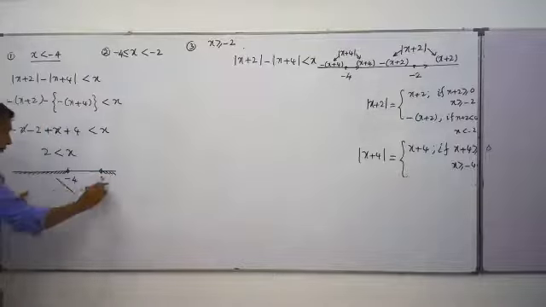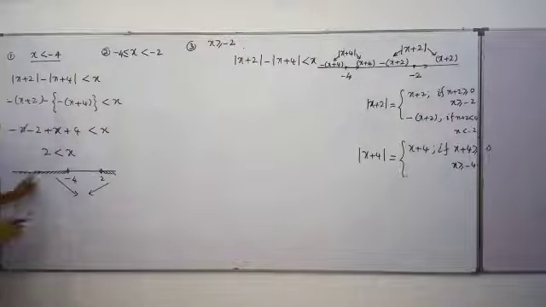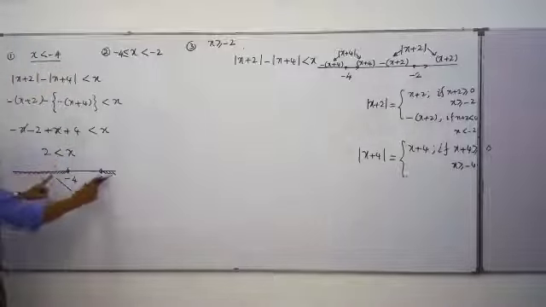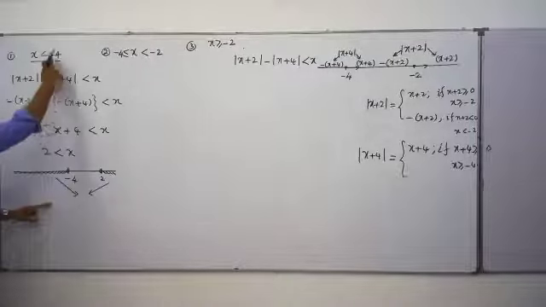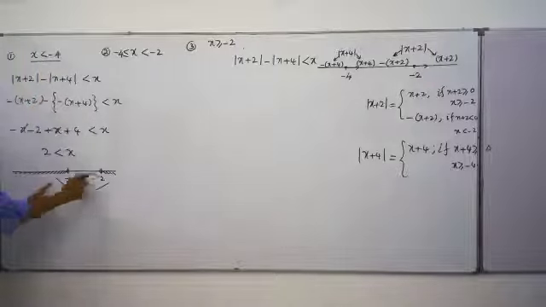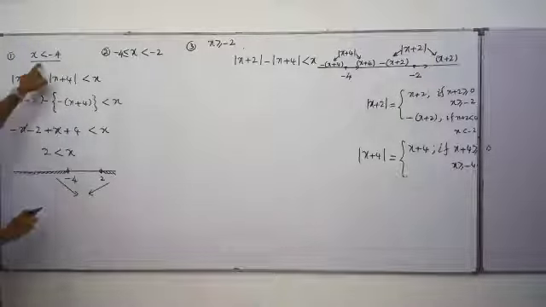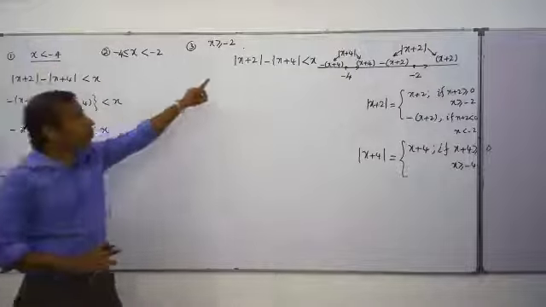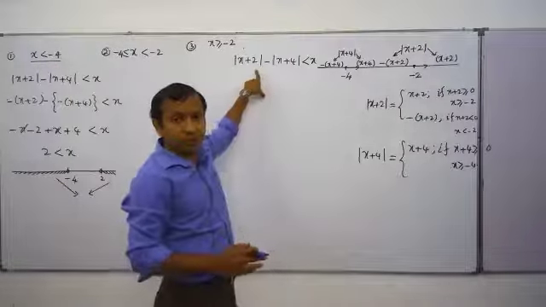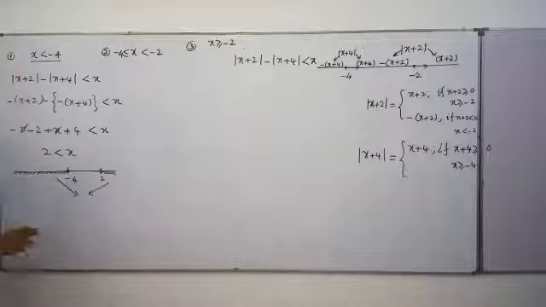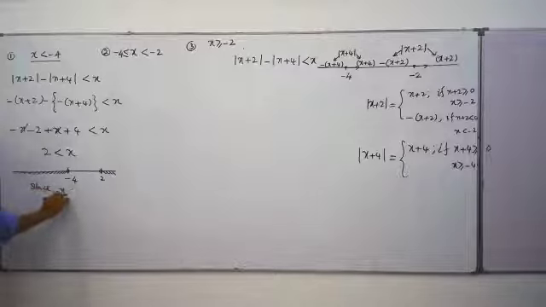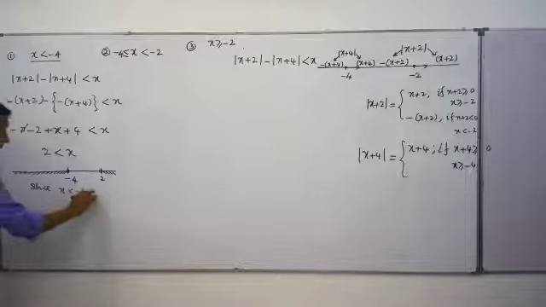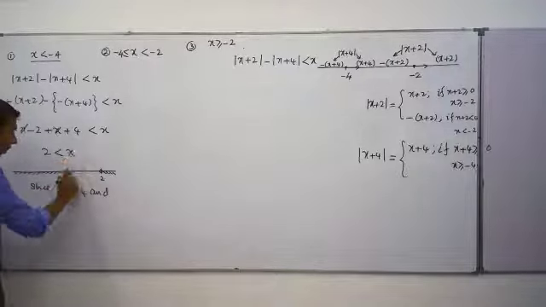For this and this, no common region. We solve the question in this interval, but the answer comes in x greater than 2. There should be a common region to accept an answer here. Since for this and this, there is no common region in this interval, for this question, no solution. No solution. Understand? Right. Then you can write since x less than -4 and this is x greater than 2.